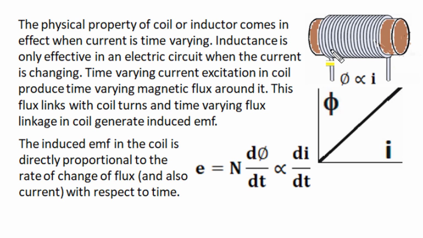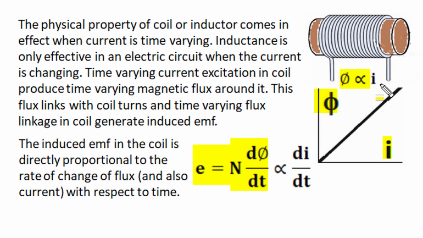If current is steady in magnitude, flux produced by such an inductor coil is also steady in magnitude, and in that case the inductance property remains ineffective. The physical property of a coil or inductor, that is inductance, comes into effect only when current is time varying. When current changes, it also produces changing flux proportional to current. So time varying current excitation in an inductor coil produces time varying flux, and that flux links with the turns of the coil, and time varying flux linkage with any coil generates induced EMF in such a coil.